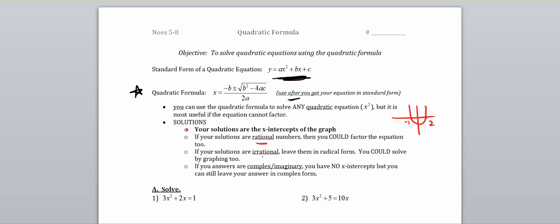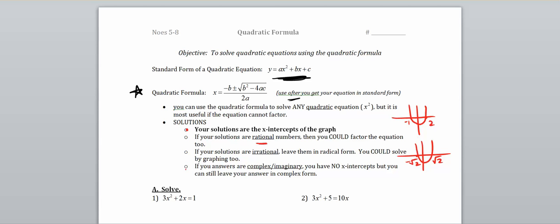Now, if your solutions are irrational, they just mean they're going to be decimals. So your answers might have been something here and here that weren't integers. Maybe they were negative square root of 2 and positive square root of 2. So those would be irrational. When you solve by graphing, you would get decimal solutions. You could solve a problem like that either using the quadratic formula or by graphing.